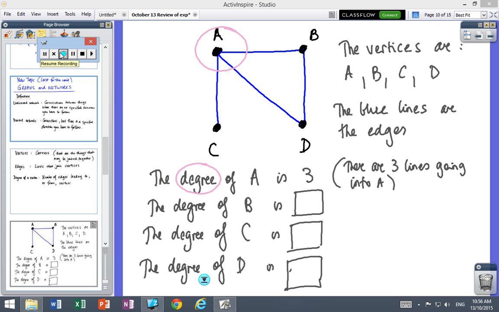Bree, could you tell me what the degree of B is? 2. Correct. Tori, could you tell me what the degree of C is? Correct. Bronte Lee, I know you've only just come into the class, but what's the degree of D? 2. Correct. Are there any questions? Because that's as hard as it gets for that part.